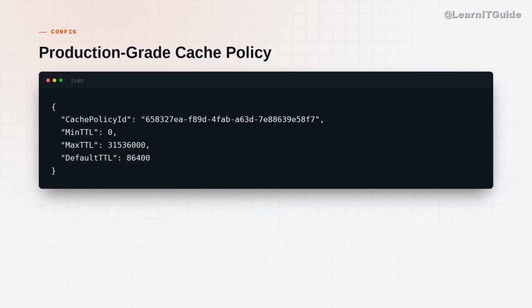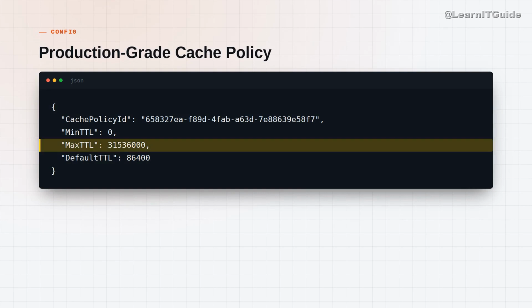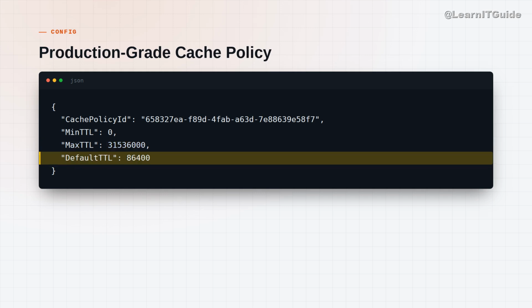In production, you never rely on default cache settings. Here, we define a cache policy with a maximum time to live of 1 year or 31 million seconds. This is ideal for versioned static assets like CSS files with hashes in their names. The default time to live is set to 1 day, which is a safe baseline for general web content. This configuration ensures your origin is hit as rarely as possible.